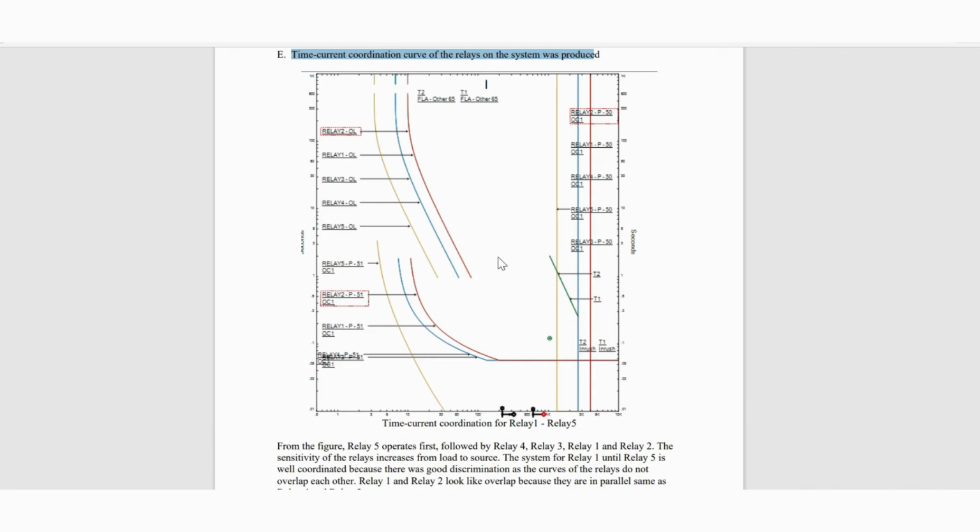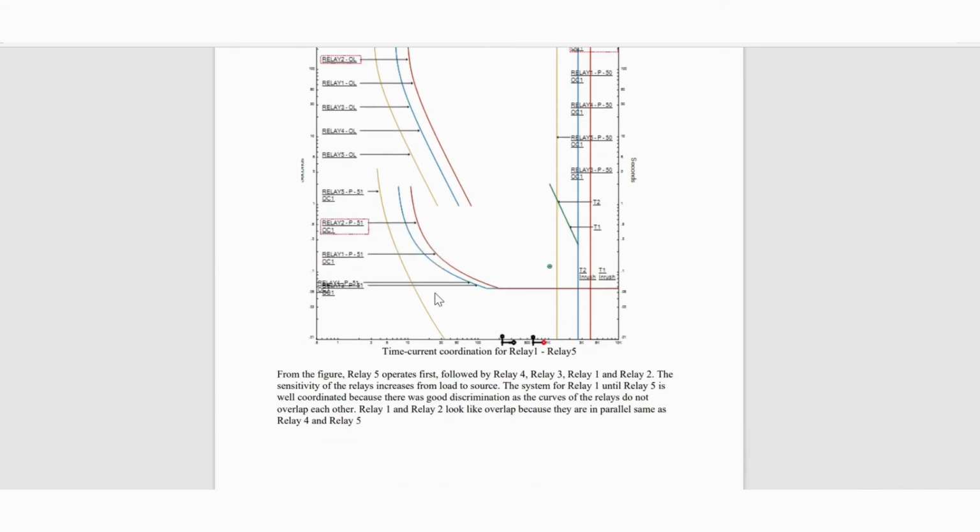The sensitivity of the relays increases from load to source. The system for relay 1 until relay 5 is well coordinated because there was a good discrimination as the curves of the relays do not overlap each other. Relay 1 and relay 2 look like they overlap because they are in parallel, same as relay 4 and relay 5.